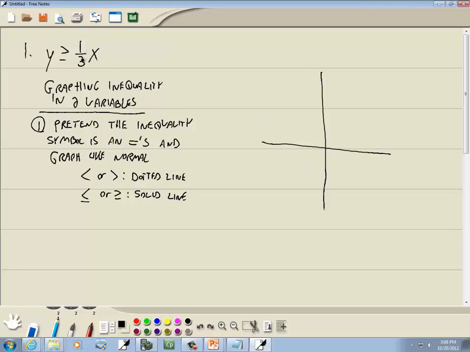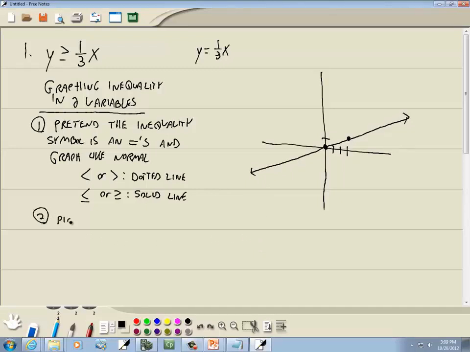Well, this particular problem here, if I pretended it was an equals, we'd have y is equal to 1/3 x. Now, the greater than or equal to means we're going to have a solid line. This has a y-intercept of 0, and our slope is 1/3, which means we'll go up 1, right 3, which would be right here. And we said it's going to be a solid line. So we have that.